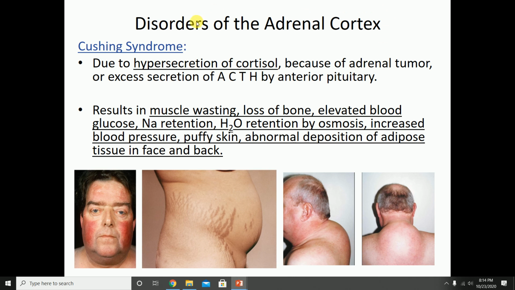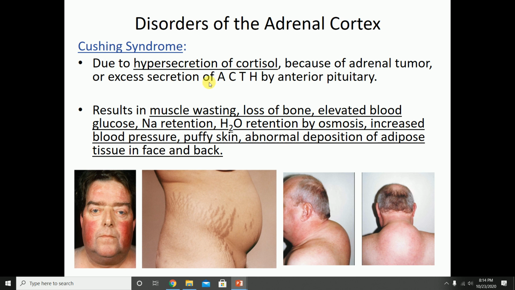If there's too much or hypersecretion of cortisol, that leads to Cushing's syndrome, and sometimes it's due to adrenal tumor, or maybe due to the chronic intake of cortisol. The adrenal tumor could make cortisol right away, or maybe the tumor is in the anterior pituitary, making too much ACTH, and therefore overstimulating the adrenal cortex to make lots of cortisol.